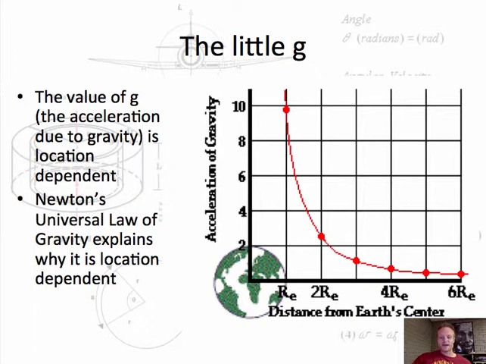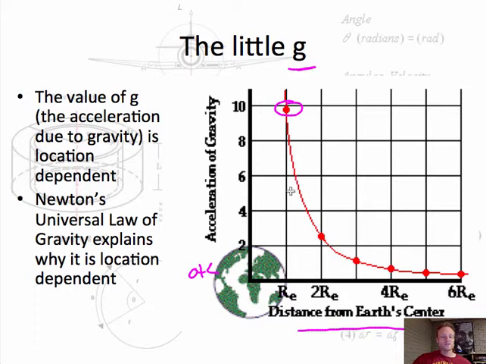That looks at the value of, now notice this time we're talking about little g, the acceleration due to gravity, dependent upon its location from the Earth's center. Like here we are, standing on the Earth, right there. The acceleration due to gravity, when we're really close to the Earth, is about 9.8 meters per second squared.